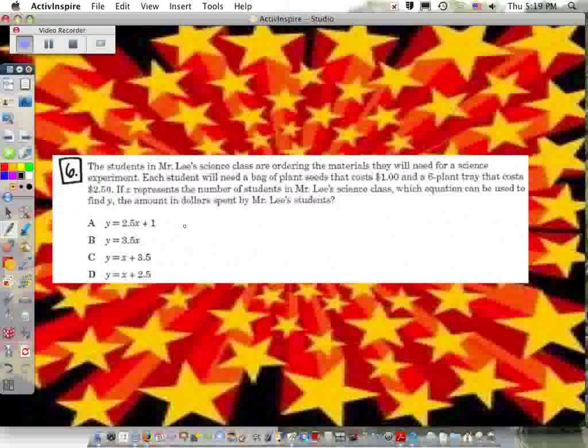All right, here you must pay attention. That is all I can tell you on this one. You know that they're seeds. The seeds are $1. Plants are $2. You can use process of elimination to help you. But that's pretty much it, and oh yeah, X represents the number of students.